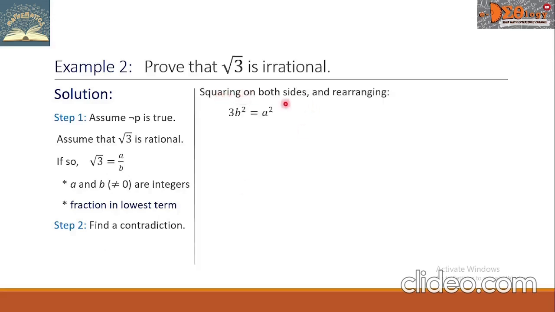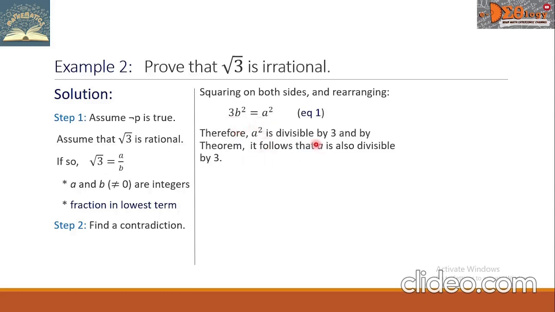By squaring both sides and rearranging, we will have this new equation: 3b squared equals a squared. Let us regard this as equation 1. By this equation, we can see that 3 is a factor of a squared. Therefore, a squared is divisible by 3. And by theorem, it follows that a is also divisible by 3. So we can write a equals 3 times c for some integer c.